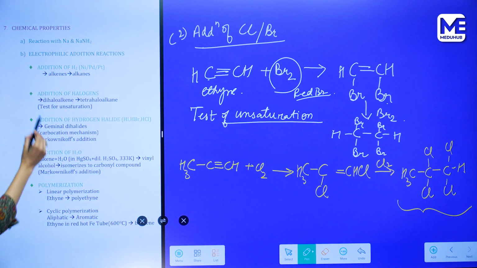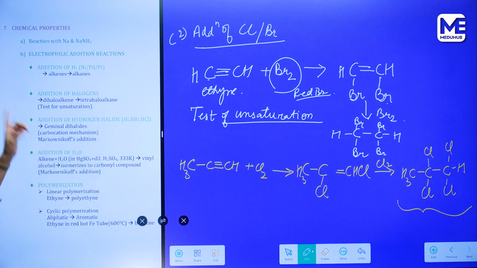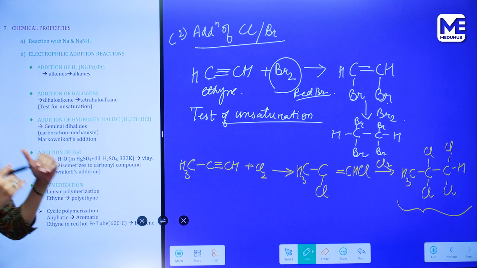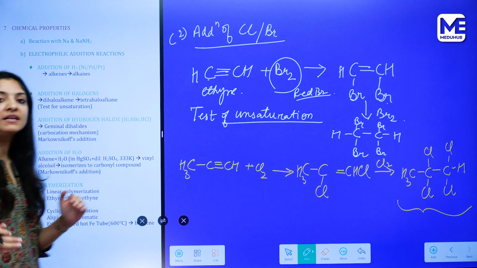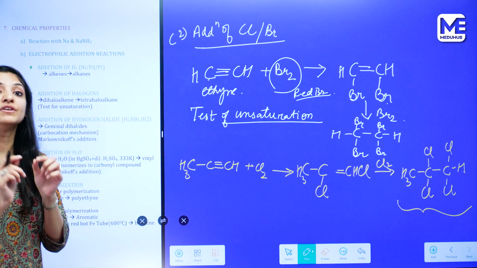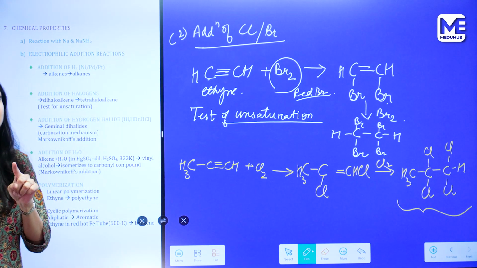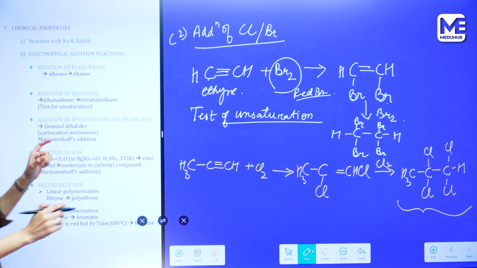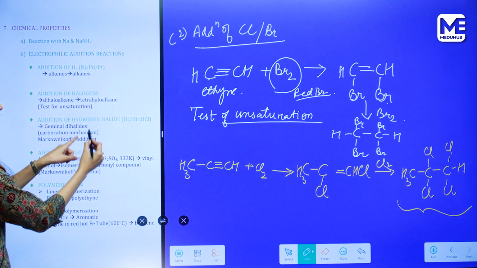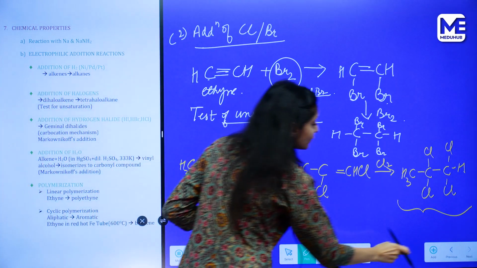The third reaction is addition of hydrogen halides like HI, HBr or HCl. When hydrogen halides are added onto alkynes, what we get is geminal dihalides. Geminal dihalides are dihalides in which the halogen atoms are attached to the same carbon. In vicinal, they are attached to adjacent carbons, but in geminal, they are attached to the same carbon. So, on addition of a hydrogen halide, we get geminal dihalides. This is again a Markovnikov's addition.